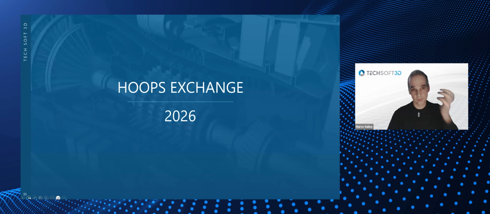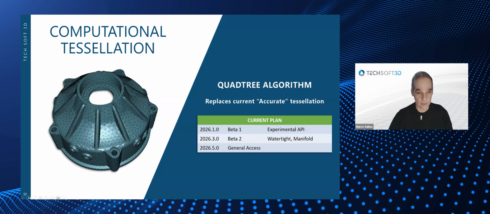Yeah, thank you. So let's now go through what we currently plan for 2026. And we can do so by continuing to talk about the new tessellation project. So as I mentioned before, we decided to implement a new algorithm. This algorithm is based on quad tree meshing, and it will replace the current accurate tessellation.